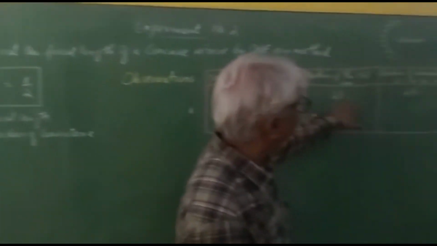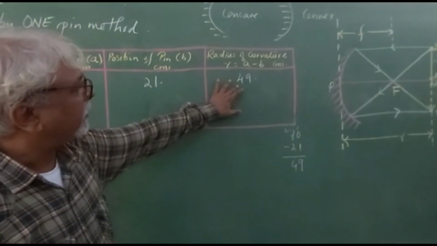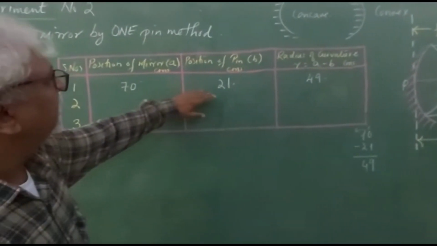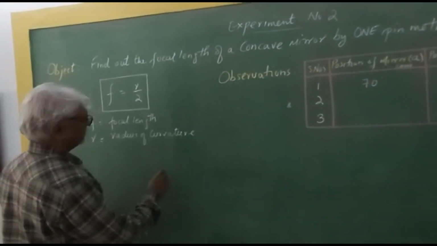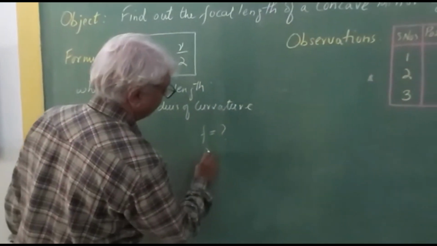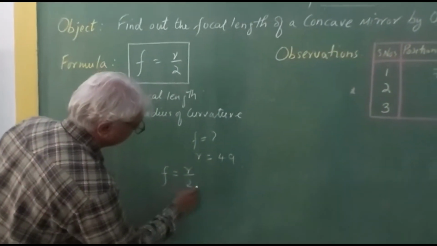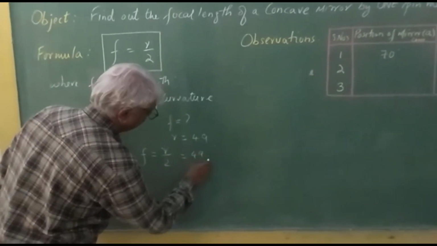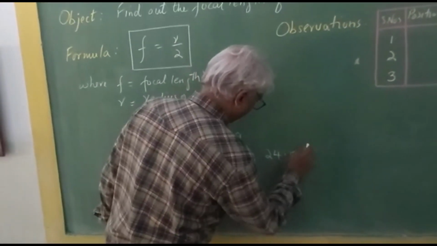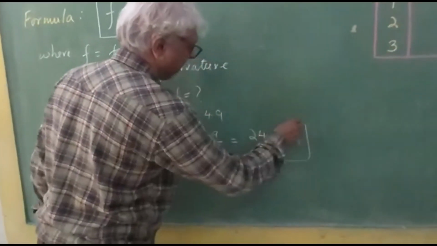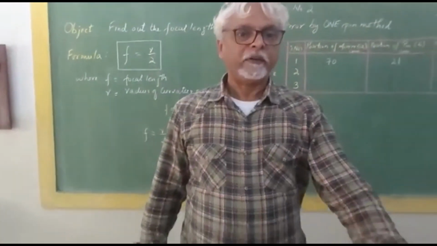At the moment I'm just calculating the focal length, taking my radius of curvature R to be 49, the difference between the mirror and the pin. So F is equal to how much when R is equal to 49? Applying the formula, F is equal to R upon 2. So we get 49 upon 2, which is 24.5 centimeters. That is our focal length, the focal length of this concave mirror. I hope it is clear to you all.